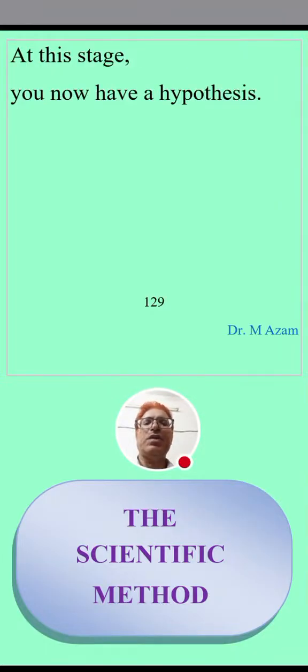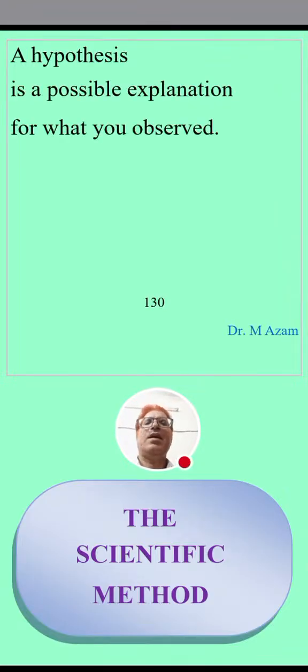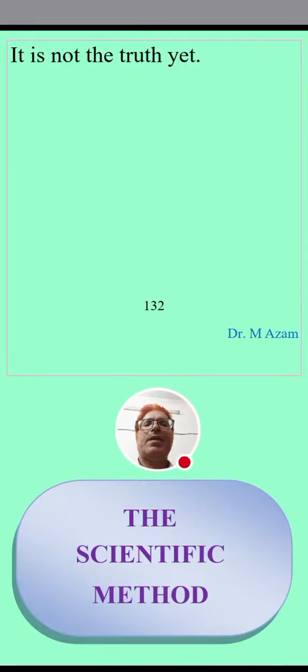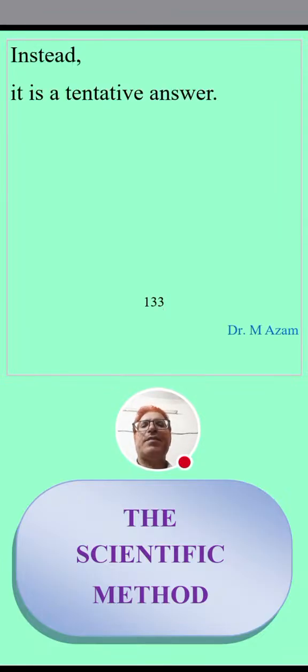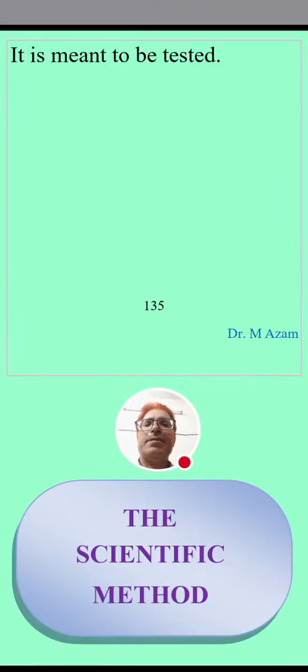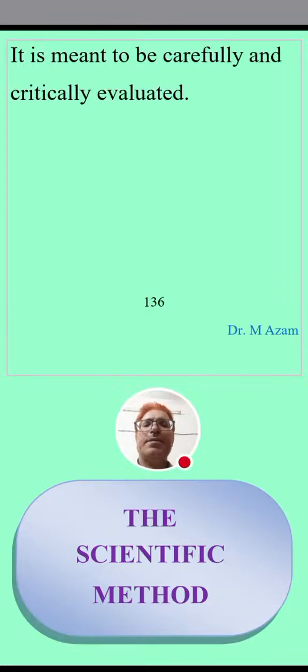At this stage, you now have a hypothesis. A hypothesis is a possible explanation for what you observed. Let me repeat. A hypothesis is a possible explanation for what you observed. Your hypothesis is not a final answer, it is a tentative answer. It is not the truth yet. This means it is temporary, it is meant to be tested, it is meant to be carefully and critically evaluated.